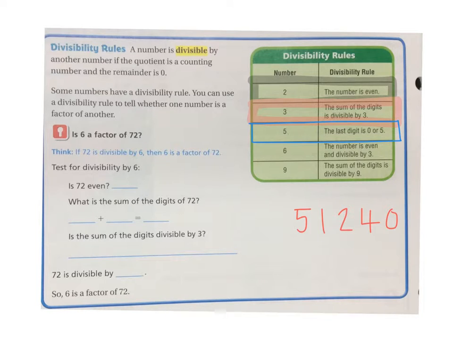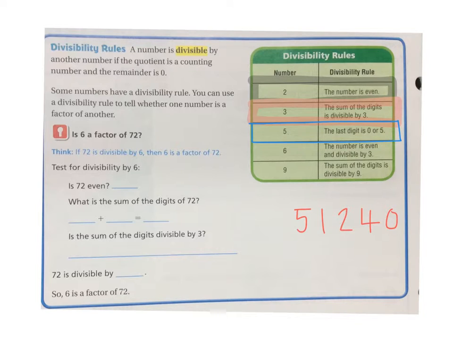Is that number divisible by 2? How do you know? It's even. Is that number divisible by 3? How do you know? Because 5 plus 1 plus 2 plus 4 plus 0 equals 12, which is divisible by 3. So what are 3 numbers that must be factors of this number? 2, 3, and 5. 1 is always a factor too. So 1, 2, 3, and 5 so far.